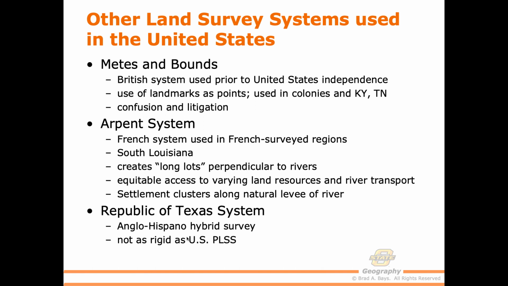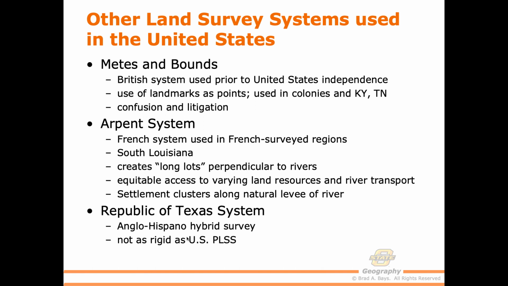Other survey systems existing in the United States included the system that the French utilized. The French, of course, were the colonizers, the colonists of what is today Quebec and Canada, but they were also active in Louisiana, in Missouri, and in Michigan. And in those states, you will find remnants of what's referred to as the Arpent system, sometimes referred to as the French long lot system.